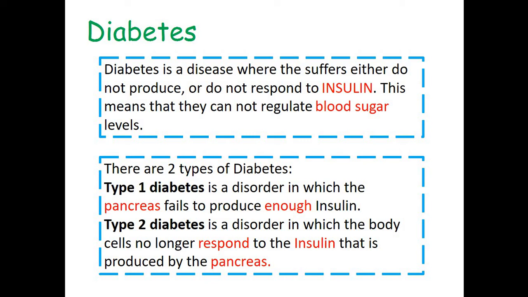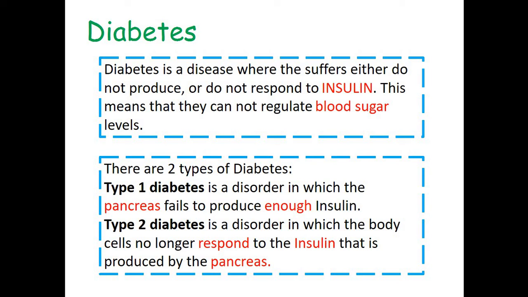There are two types of diabetes. Type 1 diabetes is a disorder in which the pancreas doesn't produce enough insulin. Often that's early onset. Often you're kind of born with that. Type 2 diabetes is often through really sustained poor diet, and is also known as late onset. It's a disorder in which the body's cells no longer respond to the insulin that is produced by the pancreas, which is often associated with a prolonged poor diet and overexposure to glucose.